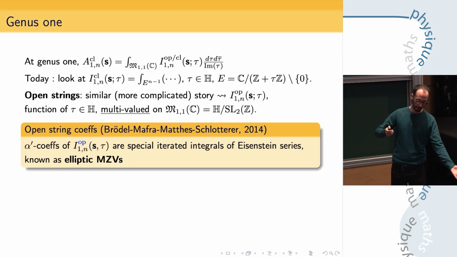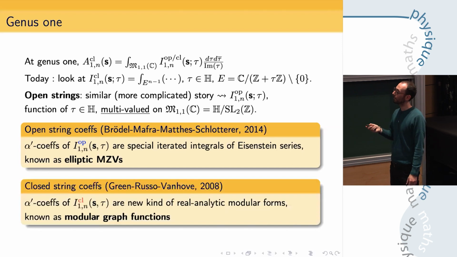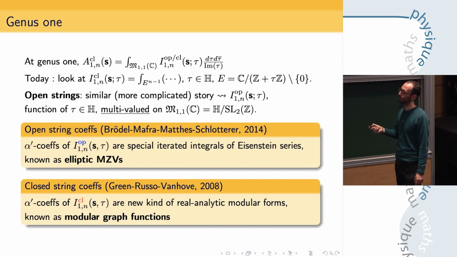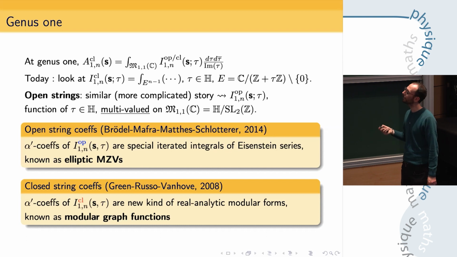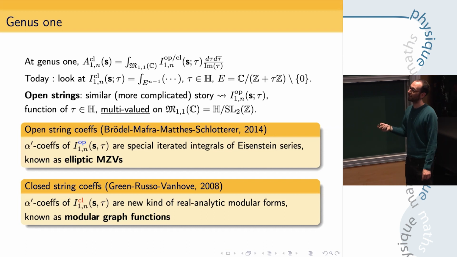So you had multiple polylogarithm values coming from genus 0 amplitudes, and now you have these elliptic multiple polylogarithm values coming from genus 1 amplitudes. The closed string coefficients, on the other hand, were studied much before. This is the first paper where they were studied more systematically by Pierre and collaborators. But they're still under investigation because there are many open questions. They are, again, functions of tau, which are now single-valued on this space, but they're not holomorphic anymore. They're real analytic.